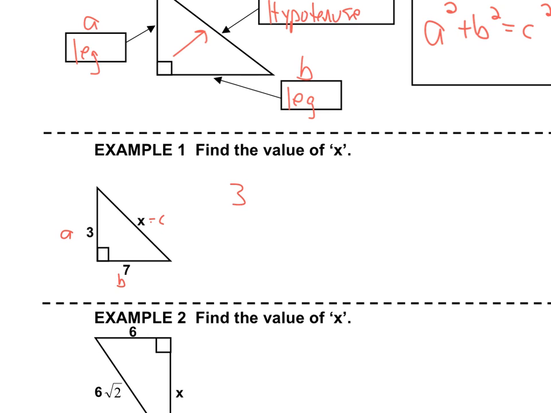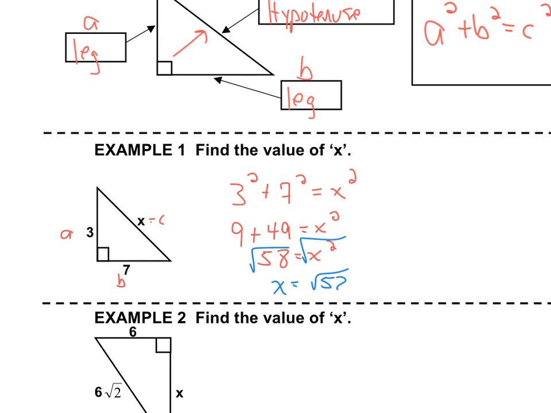So I take 3 and square it. I take 7 and square it, and that equals our hypotenuse squared. So 3 squared is 9, 7 squared is 49, and that equals X squared. And 9 plus 49 will be 58. So 58 equals X squared. And then we have to undo the square, which is the square root. So that's the opposite. And we get X is equal to the square root of 58.